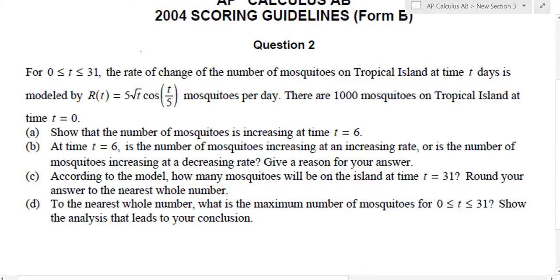So we're saying, first off yesterday, make sure you understand that R of t is a rate of change, right? So it's mosquitoes per day. So if you plug a number into there, it tells you how many mosquitoes per day you're either gaining or losing. It's positive, you're gaining mosquitoes; negative, you're losing mosquitoes.